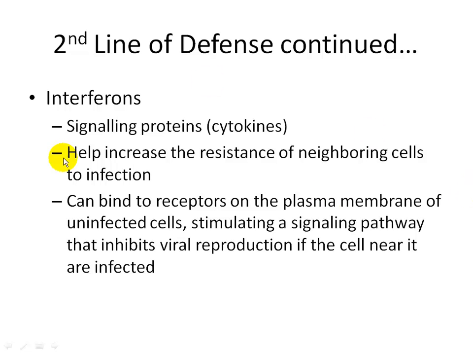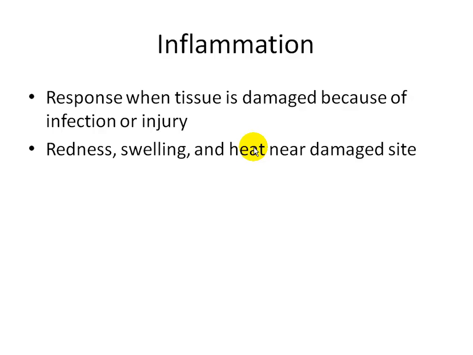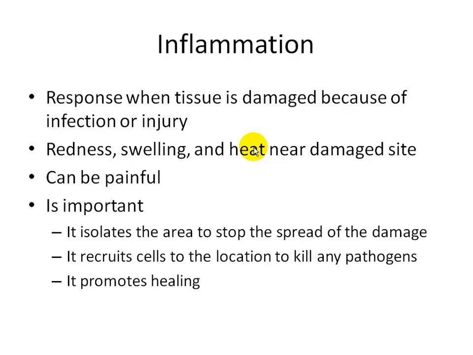So we should be on your notes at inflammation. And inflammation is the response when tissue is damaged because of infection or injury. When you have inflammation, you get redness in that area, swelling, and you feel this heat near the damaged site. Inflammation can be painful, and it's a very important response, though. What it does is it isolates the area to stop the spread, so that damage will not spread any farther than that inflammation location. It recruits cells to the location to kill any pathogens, and it promotes healing.